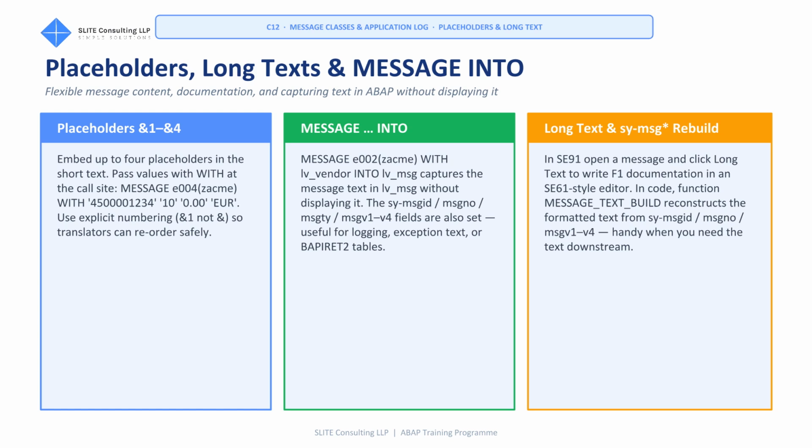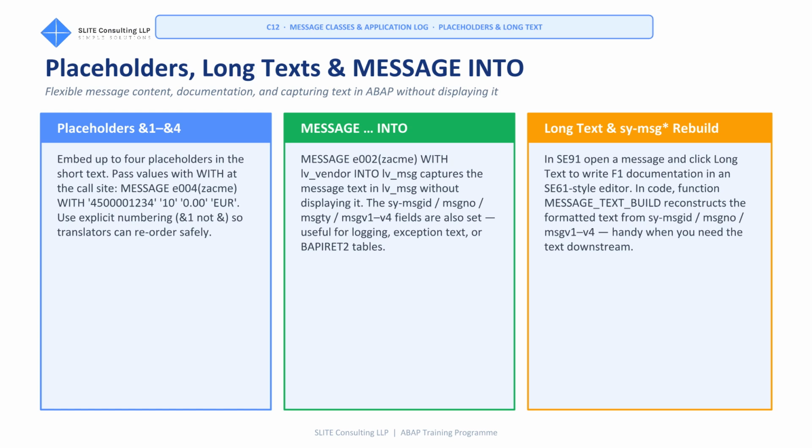After any message statement, including MESSAGE INTO, the system fields SY-MSGID, SY-MSGNO, SY-MSGTY, and SY-MSGV1 through SY-MSGV4 are set immediately. Read these right away. The next message call will overwrite them.